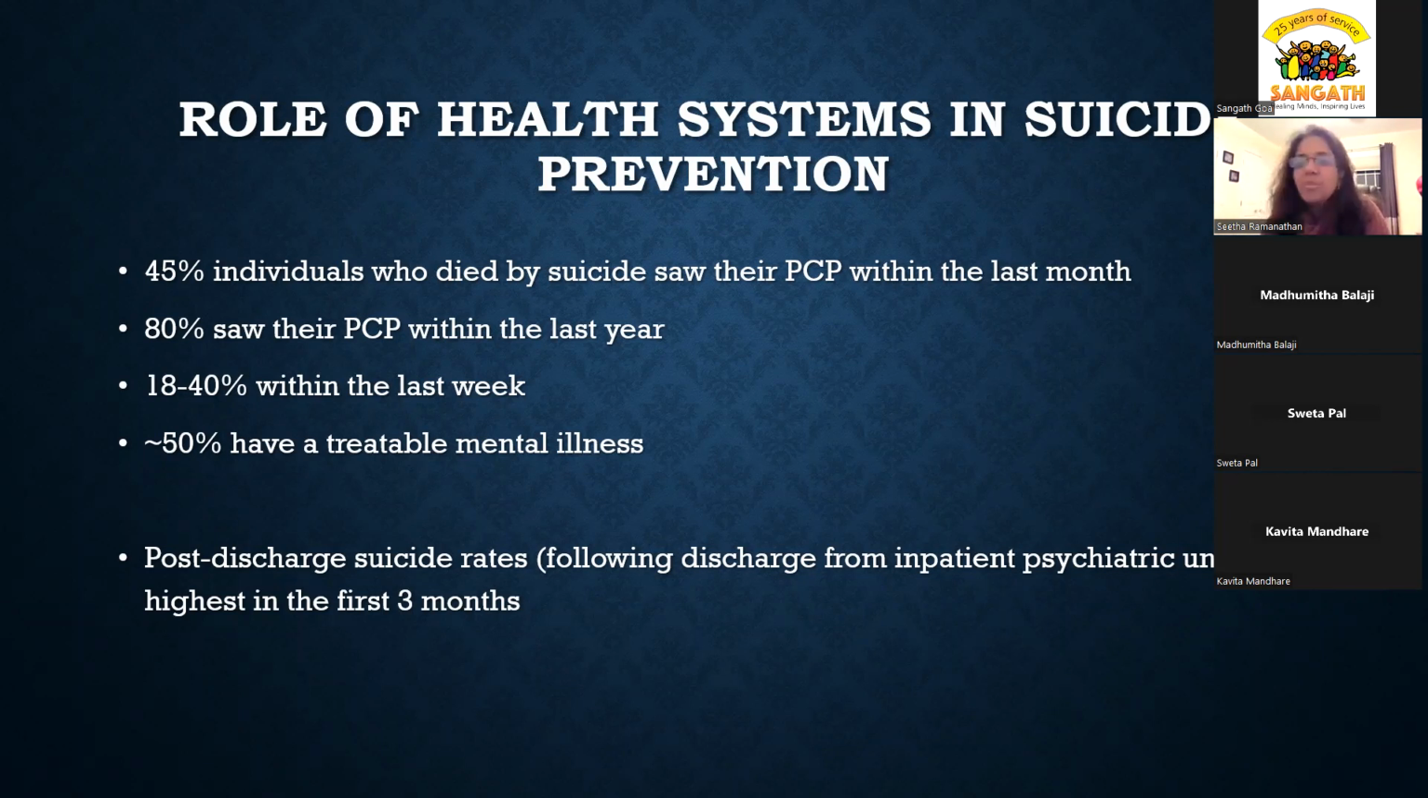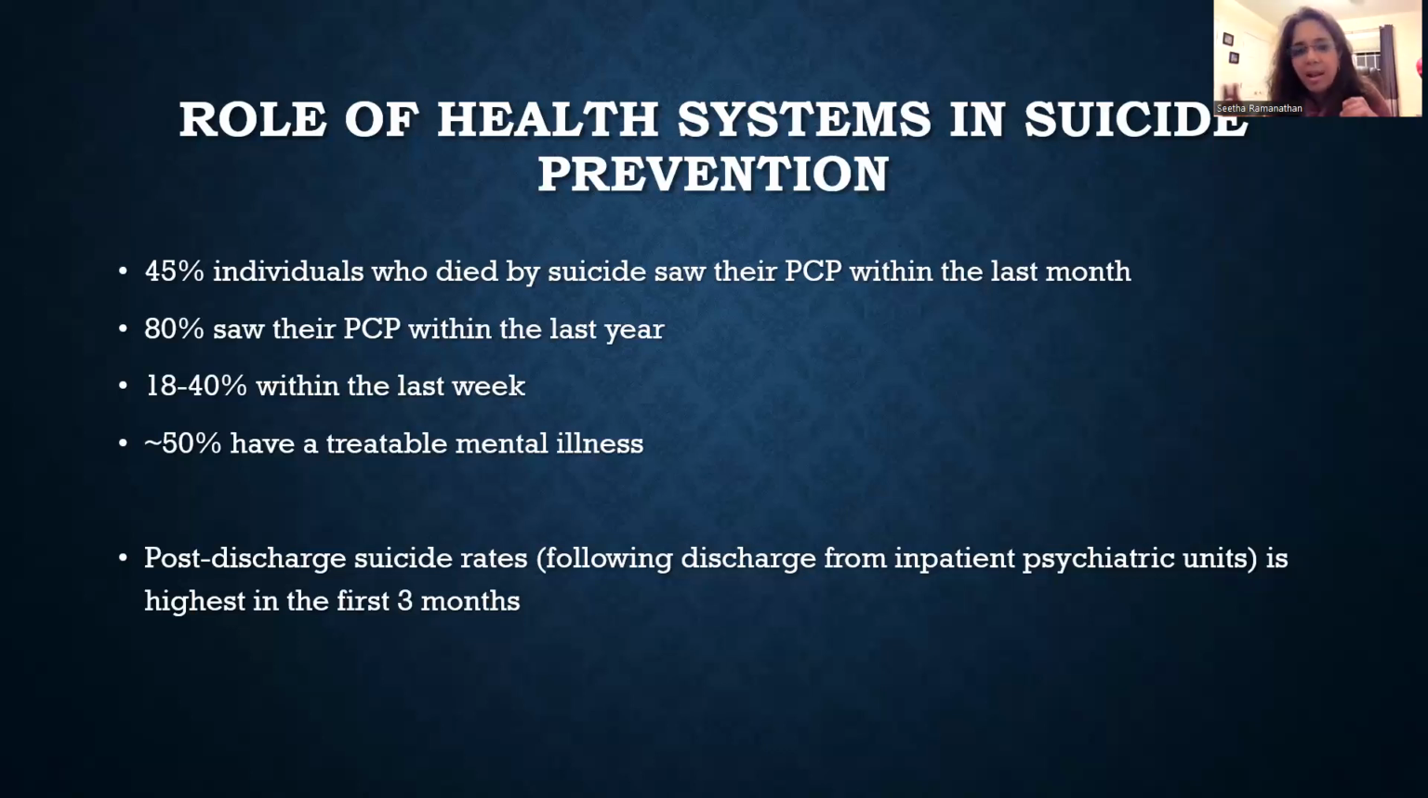Now, we use this when we train primary care physicians in suicide prevention. We also know that 50% of people who have died by suicide have a treatable mental illness. At one point in time, we thought it was 80%, but now we know it's 50%. We don't know about the other 50%. We don't know the reasons why they die, but we know that at least 50% of deaths can be associated with, have been identified as having, a treatable mental illness.